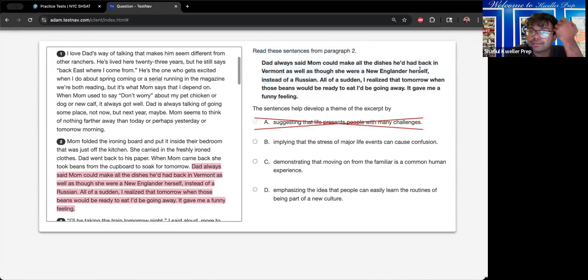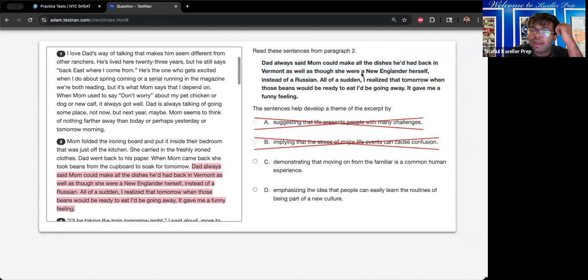The idea for the first sentence is this familiarity that she has with her parents, like her dad and mom are kind of talking here together, and this is their dynamic. The dad was telling the mom that mom could make all the dishes he'd had back in Vermont, as well as though she was a New Englander herself. So she's going to miss her parents' food because this sentence really talks about how her mom was making the food like a New Englander instead of a Russian. So yeah, we can rule out B.